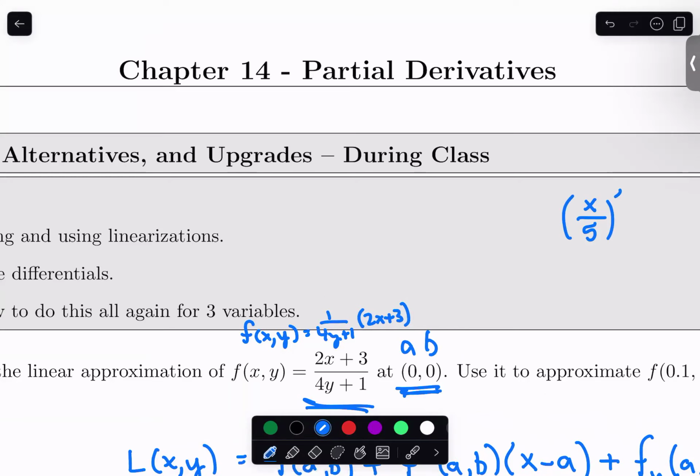Because the derivative of 5 is 0, and it will give you the correct answer. It'll take you an extra step or so. It's easier to recognize that this is just 1/5 times x, and so the answer will be 1/5. But if you wanted to use the quotient rule, you absolutely can and still get the correct answer. Again, it's just kind of a times situation.